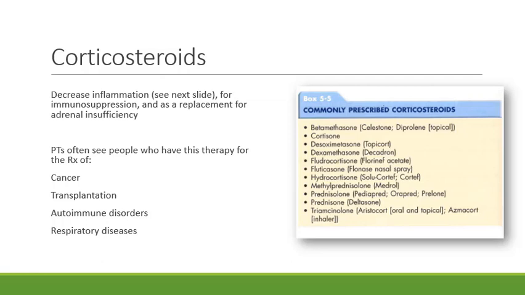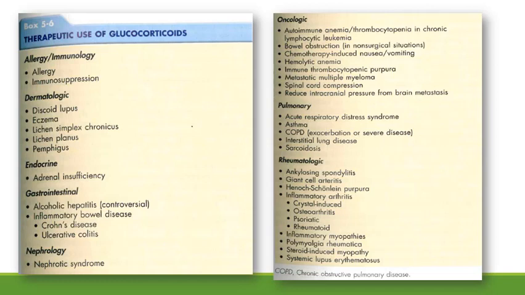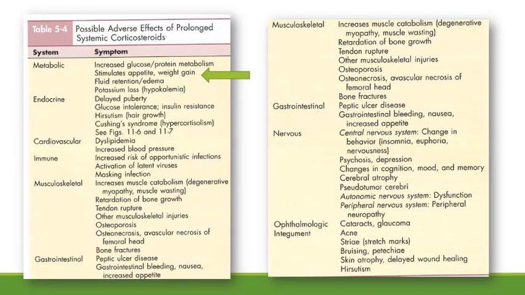Now, we as therapists often see people who have this form of therapy for the treatment of things like cancer, transplants, autoimmune disorders, and respiratory diseases. So here are some potential therapeutic uses of glucocorticoids. Please do not memorize this chart. Here are possible adverse effects of prolonged systemic corticosteroids.